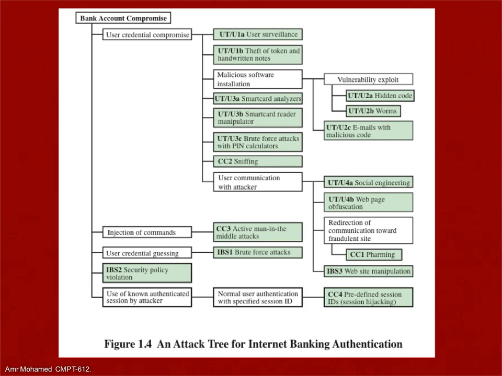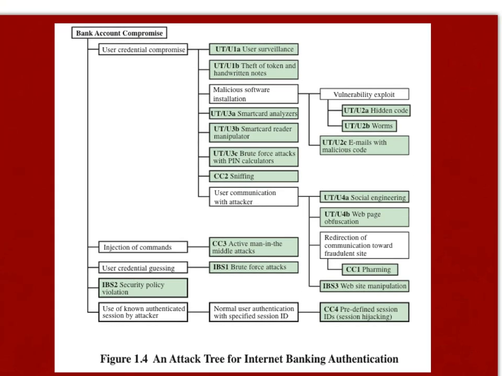This is, for example, an attack tree for bank account compromise. Bank account compromise can be done through multiple ways. One of them is usually the easiest and the fastest way. If this succeeds, then that's it. Because once you compromise the credentials of anyone, you can authenticate to the system as if you are that person, access his or her account, transfer money to yourself, and do all sorts of things, right?